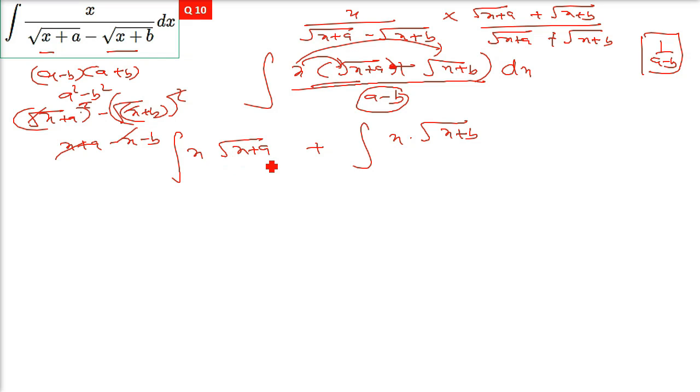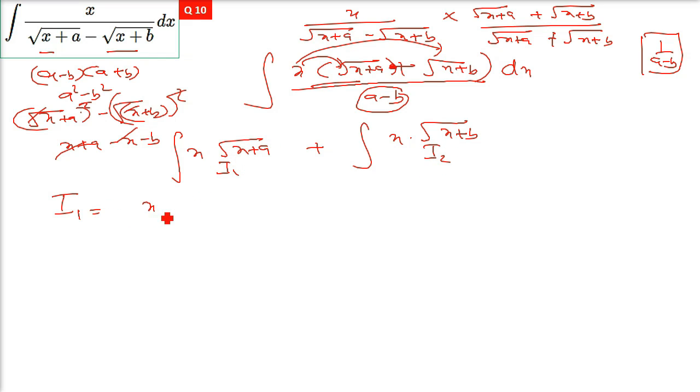If you are able to do x into under root x plus a, just integrate the first term. The second term will follow the analogy. Wherever a is there, replace it by b. So this is I1, this is I2. I1 is x into under root x plus a.